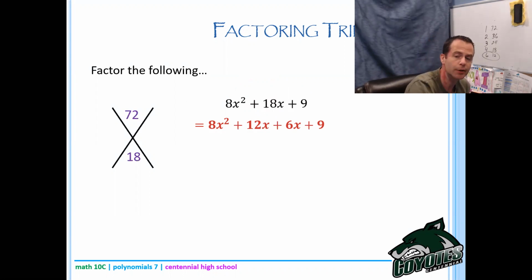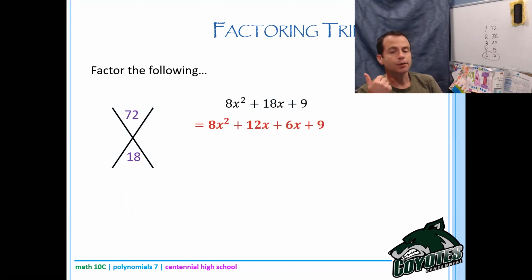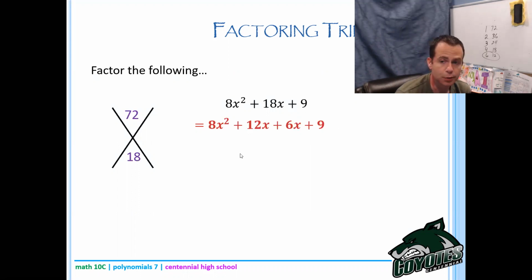So the 8x squared stays in the front, the 9 stays in the back. So now I'm looking at a 4-term polynomial where I don't have a greatest common factor. So I'm going to look at regrouping. I'm going to factor the front 2, factor the back 2. Out of the 8x squared plus 12x, I could take out a 4x, and that would leave me with 2x plus 3. Over here, I could take out a 3, and that would leave me with 2x plus 3.